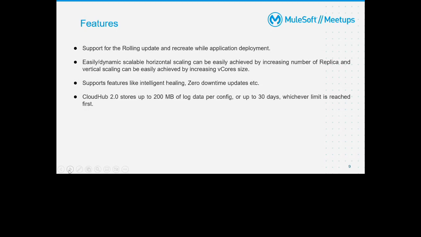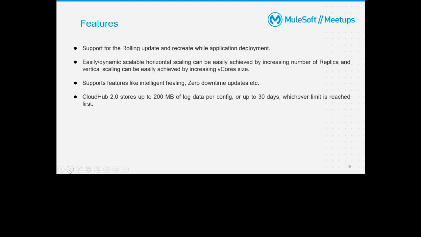Intelligent healing means if your application is deployed in an availability zone and because of any reason it crashes, it will start the next replica in the nearest availability zone, or in the same availability zone if it is capable of starting there.